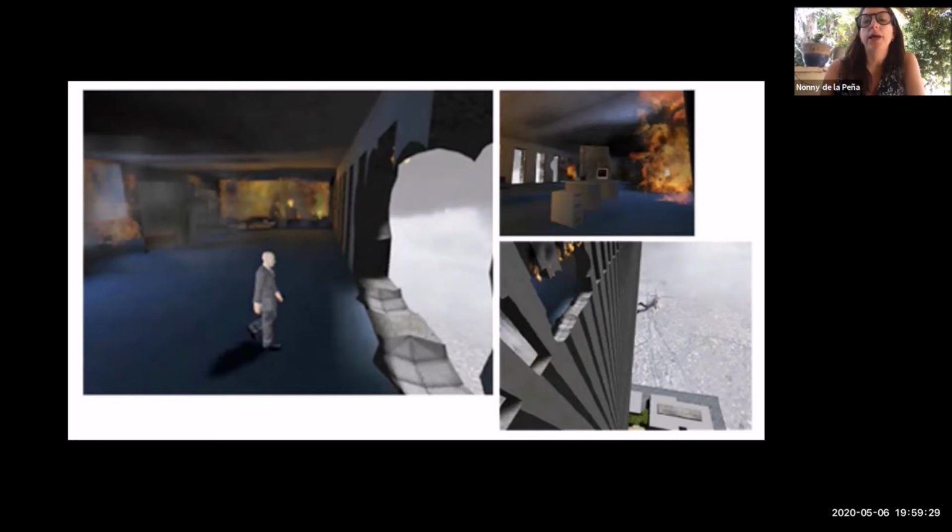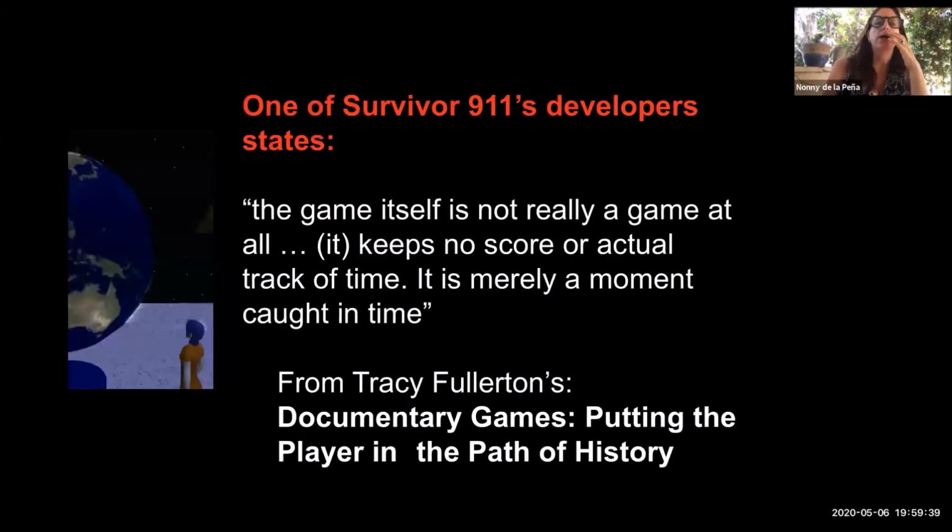He'd been up gaming late, and it was like 3 a.m., and his TV was on, and the breaking news started, and he started seeing people jumping from the building, and this was in some ways trying to make sense of it. And as they noted, the game itself is not really a game at all. It keeps no score, no actual track of time. It's merely a moment caught in time. And I think it very much reflects what journalism is.